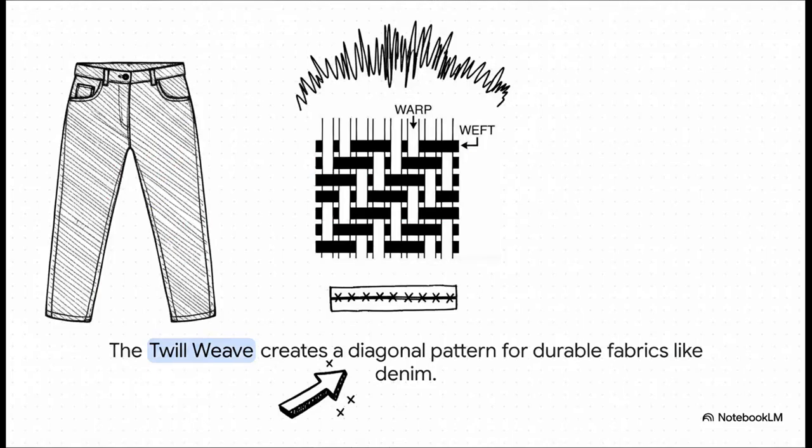Let's start with one you definitely know, the twill weave. Here the weft thread goes over one warp thread, then under two, over one, under two, and that creates this really distinct diagonal line. This isn't just for looks. That diagonal pattern is what makes the fabric incredibly strong and durable, which is exactly why it's the code behind your favorite pair of jeans.